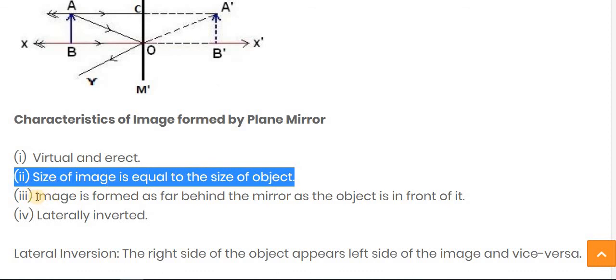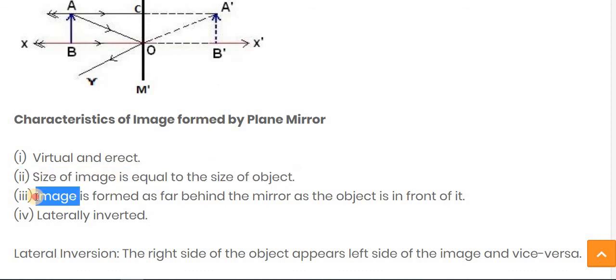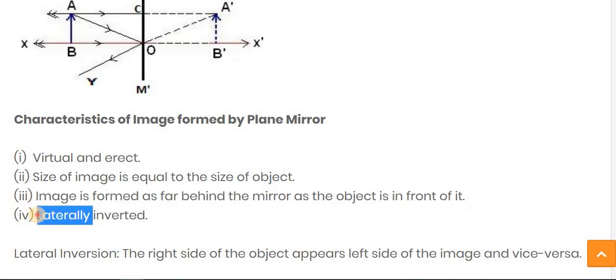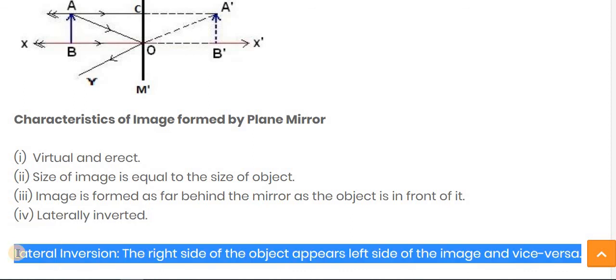The third point is that the image is formed as far behind the mirror as the object is in front of it. We keep the object in front of the mirror, so we get the image at the back side of the mirror. And the fourth characteristic is that it is laterally inverted. Lateral inversion means the right side of the object appears on the left side of the image and vice versa.